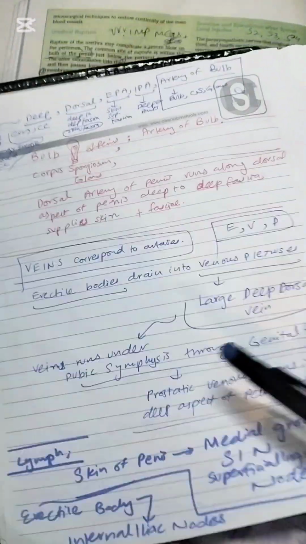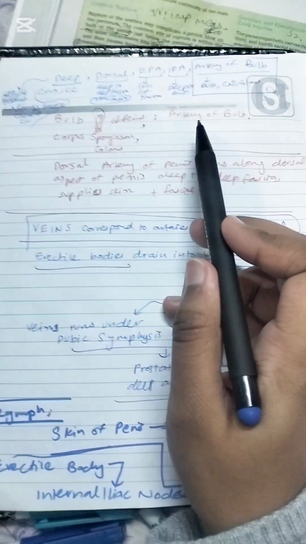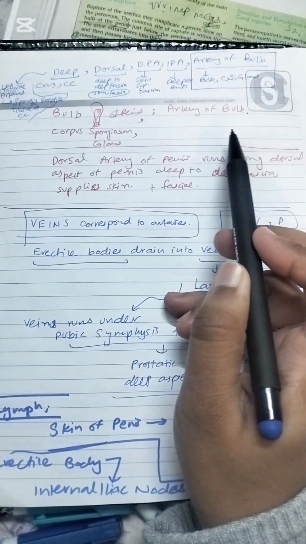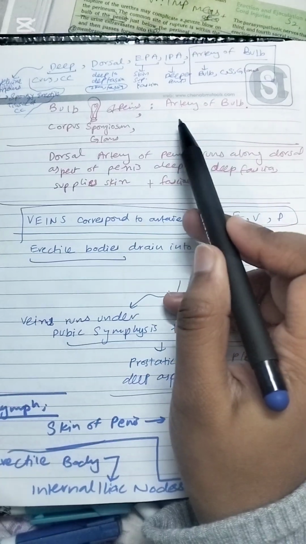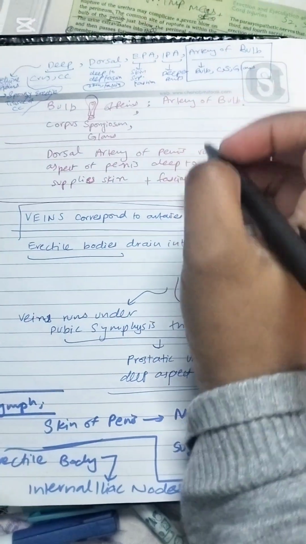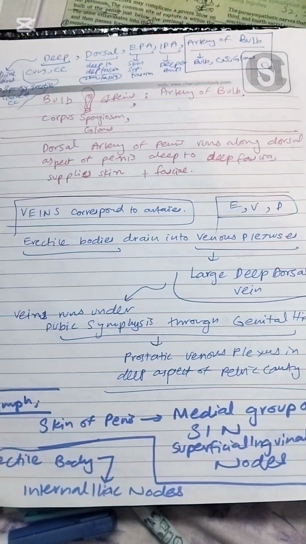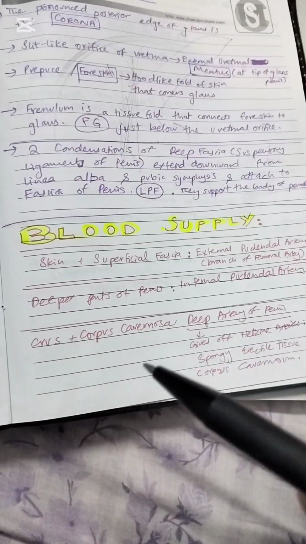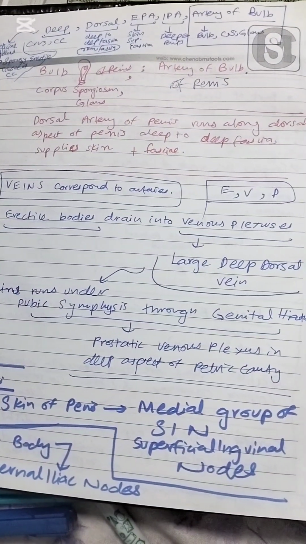Now let's talk about the bulb of the penis. The bulb of the penis is supplied by the artery to the bulb. And the artery of the bulb of the penis also supplies the corpus spongiosum as well as the glans penis. Please remember that deep supplies two, like the corpora cavernosa, and dorsal supplies only one. Deep is for two and dorsal is for one.